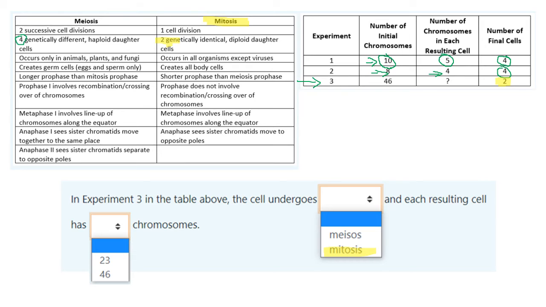In mitosis, we get genetically identical cells. So if we begin with 46, then afterwards we must still have 46 because they must be identical. In meiosis, we get half of what we began with, but in mitosis, we get exactly the same. So the correct answer is 46, mitosis.